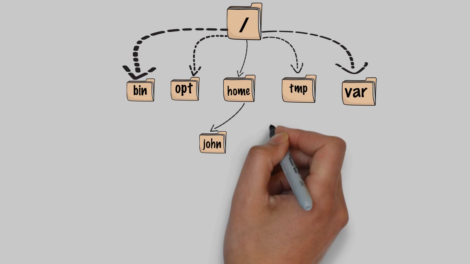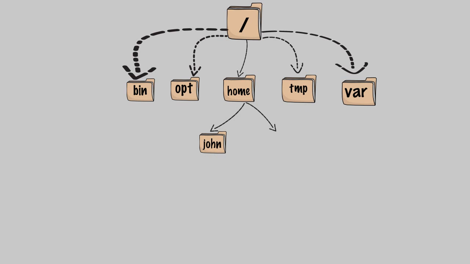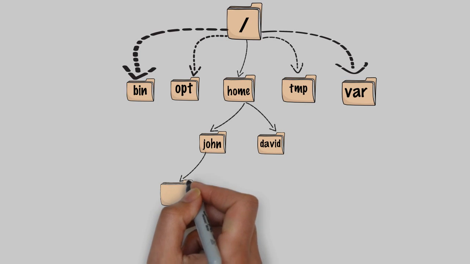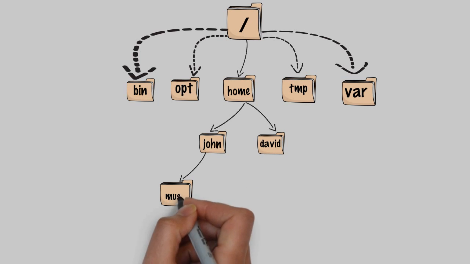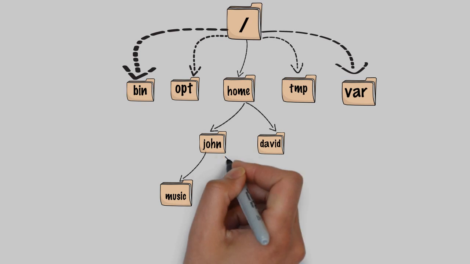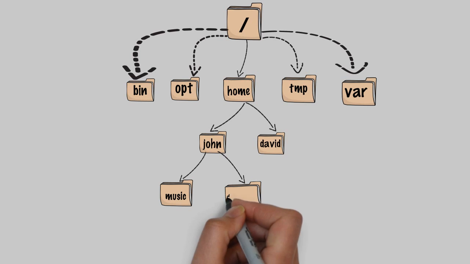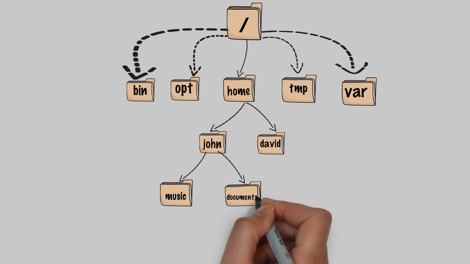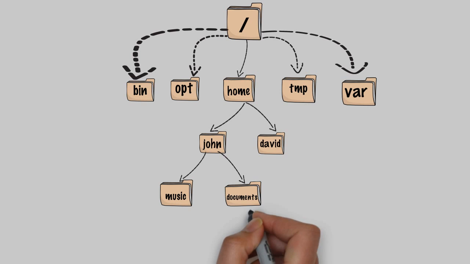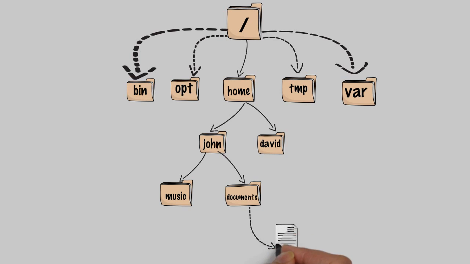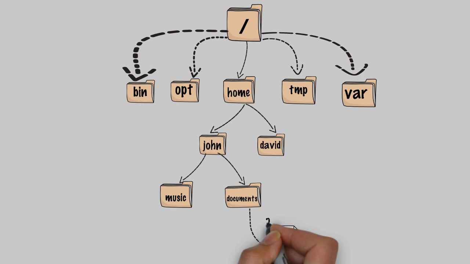Linux is a multi-user environment, which means that many users can use the system. Each user is given a directory under the home directory. As you can see, in this example we have John and David. John can have two directories, music and documents. Underneath documents, he can have a file phone.txt where he keeps track of all his friends' phone numbers. We will refer to this file later on.